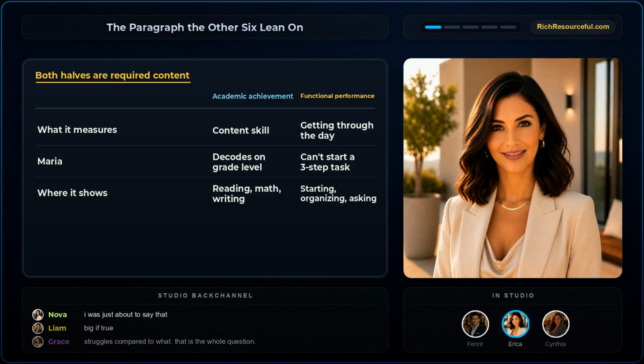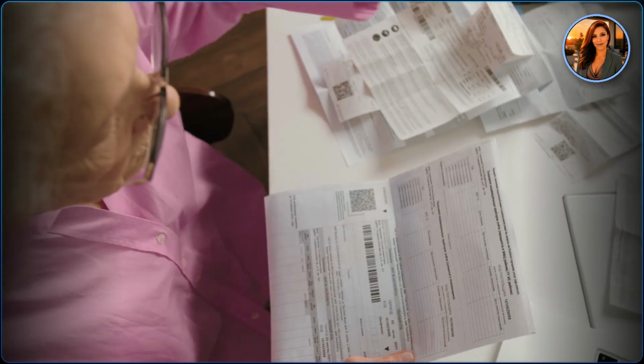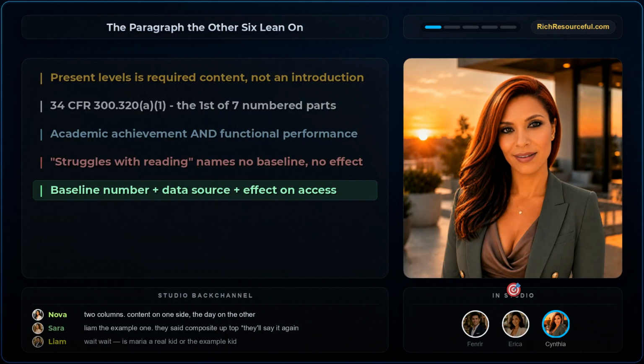3 things fix that sentence, and they fix it inside one sentence. A baseline number. The data source that produced it. And what it costs her in involvement and progress in the general education curriculum. That third piece isn't our preference. The regulation writes it out. How the child's disability affects the child's involvement and progress in the general education curriculum.